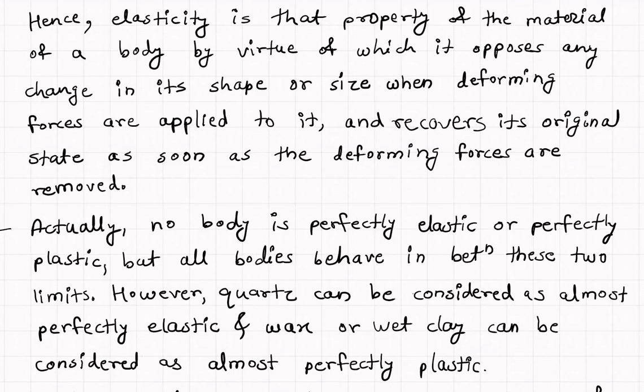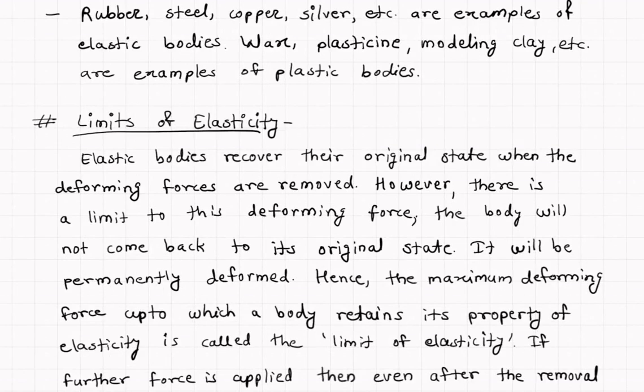Actually, no body is perfectly elastic or perfectly plastic, but all bodies behave in between these two limits. However, cords can be considered as almost perfectly elastic, and wax or wet clay can be considered as almost perfectly plastic. Rubber, steel, copper, silver, etc. are examples of elastic bodies, while wax, plasticine, modeling clay, etc. are examples of plastic bodies.